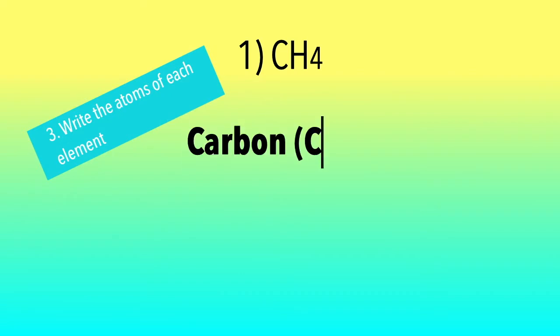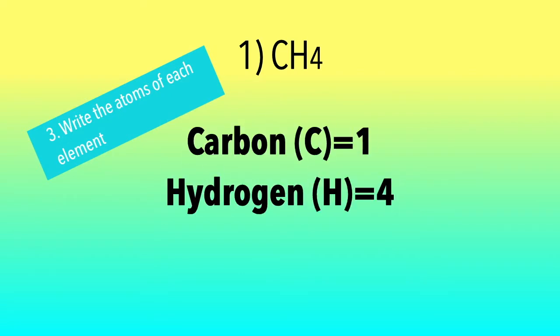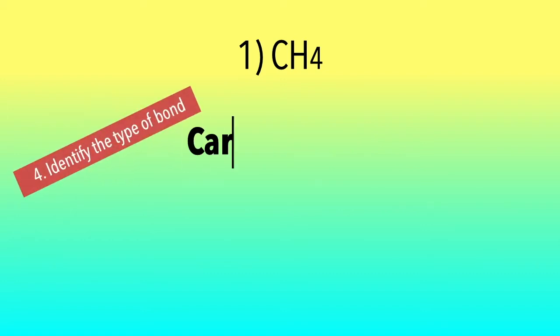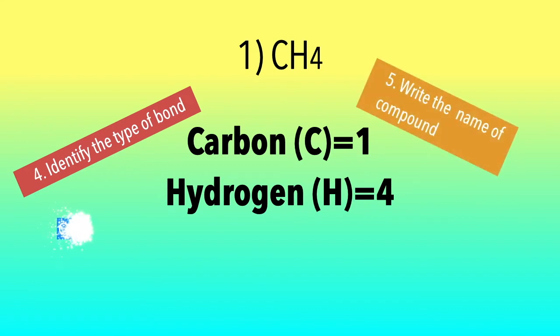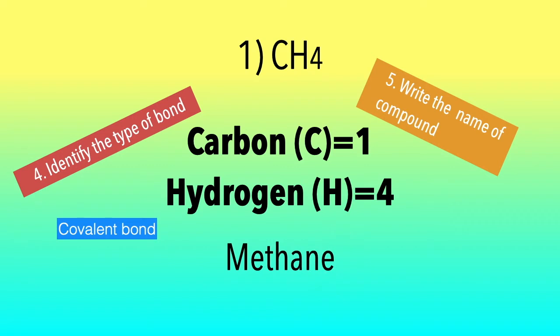Step 3. Write the atoms of each element. We have 1 carbon and 4 hydrogens. Number 4. Identify the type of bond in order to name it for the last step. The carbon and 4 hydrogens are sharing electrons, making this a covalent bond. Last step is to write the name of the compound, giving us methane.